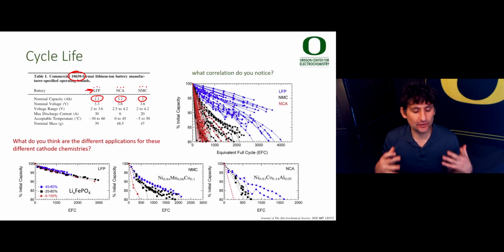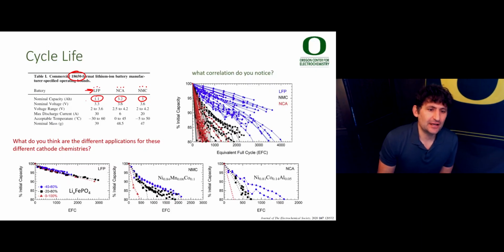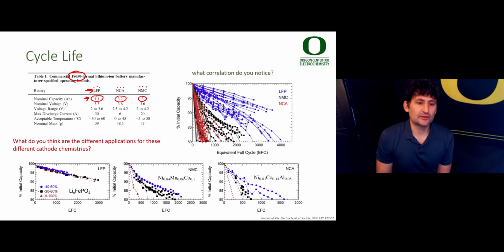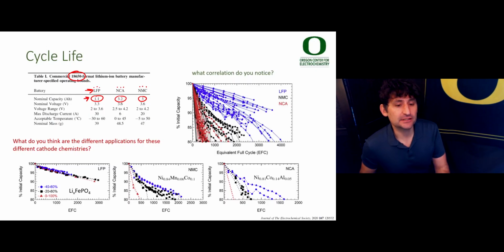So these are different oxide alloys that have very different properties. You'll notice that the lithium iron phosphate has by far the lowest capacity, amp hours, in this particular battery. It has the lowest ability to store charge per volume and per mass of this cathode material, and that affects the battery substantially.